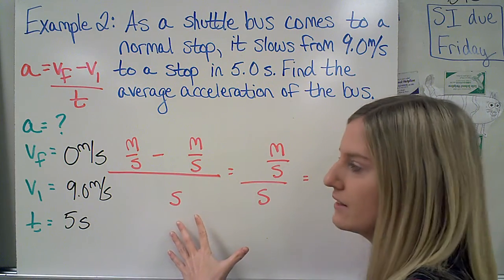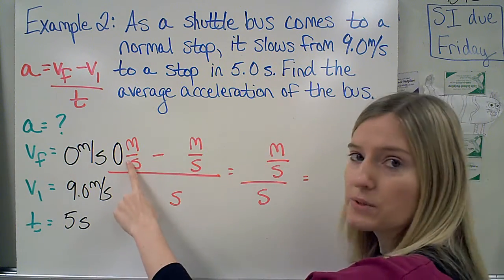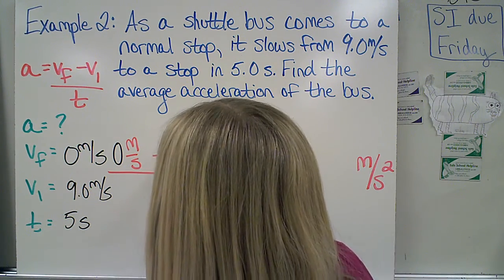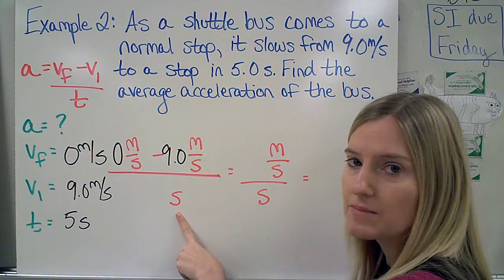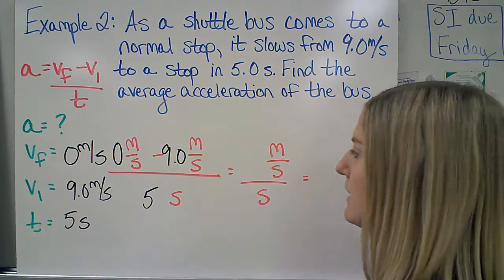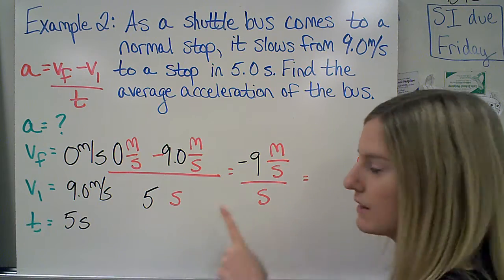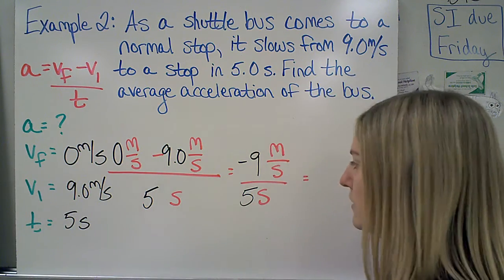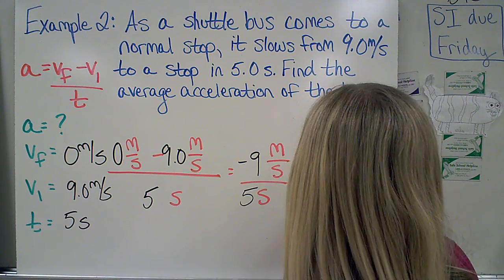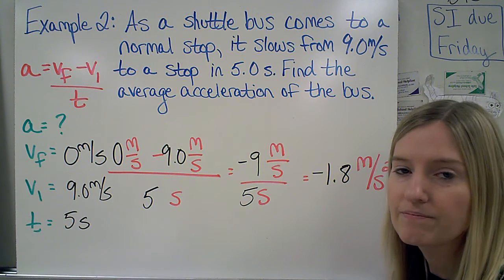So I've set up a skeleton like I did before, so my final velocity comes first, so this would be 0 meters per second minus VI, or initial velocity, which is 9, divided by my time in seconds, which we said is 5. So in this case I have 0 minus 9, so I have negative 9 meters per second on the top, divided by the amount of time, so 5. This one is a little more difficult, so we're going to put it into our calculator to get negative 1.8 meters per second squared for my acceleration.